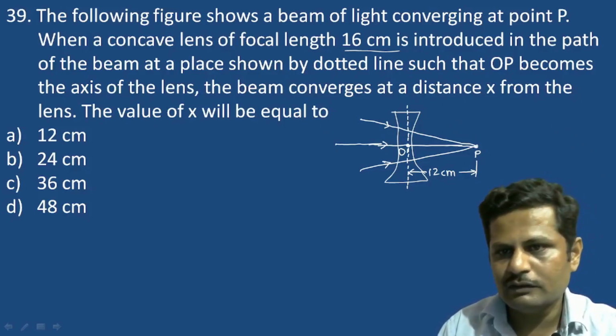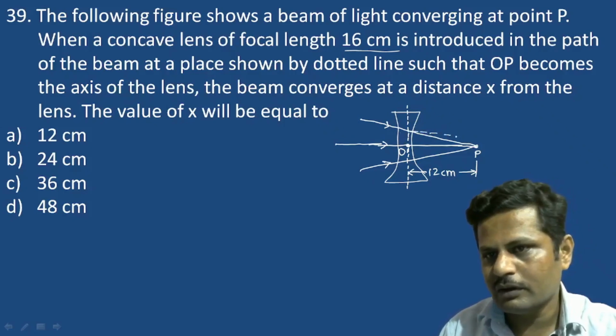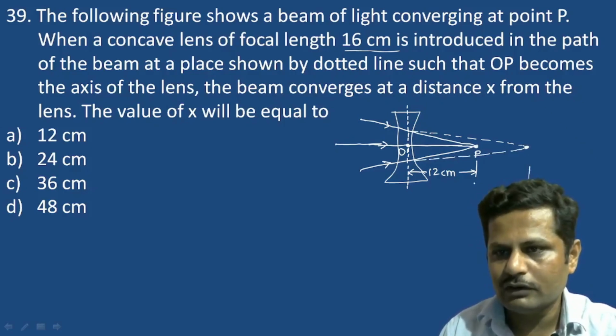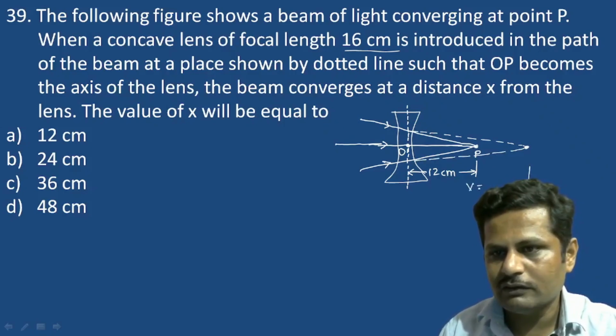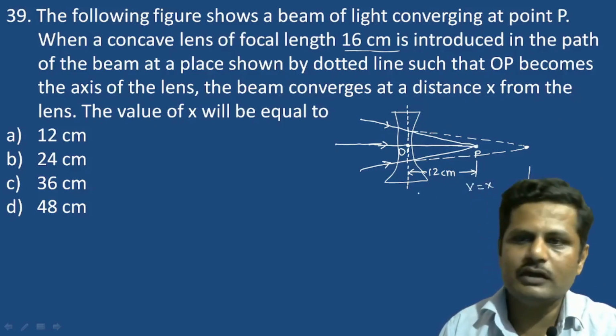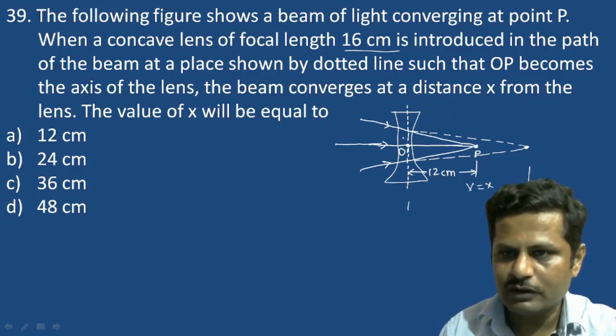Whenever we place the concave lens like this, the beam converges at a distance x from the lens. Because of the presence of the concave lens, this concave lens will diverge these light rays. So therefore these will form the image at this point, the point of intersection. So this distance we need to find out. That is nothing but the distance of the image formed by the concave lens, that is equal to x. And here P acts as a virtual object for this lens.